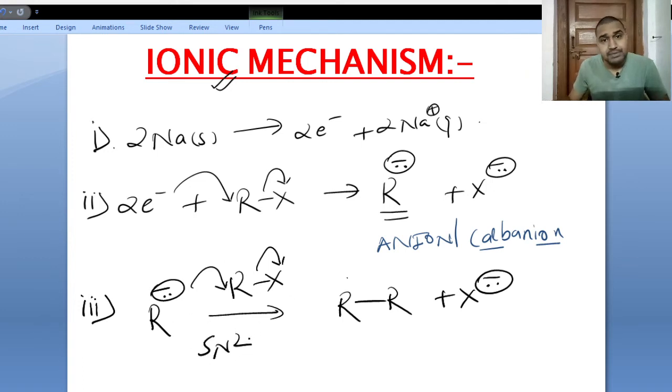The third step is happening with the help of SN2 mechanism. What is SN2 mechanism? It's a bimolecular nucleophilic substitution reaction, right? So this is your ionic mechanism.